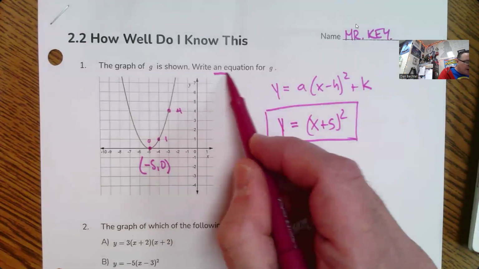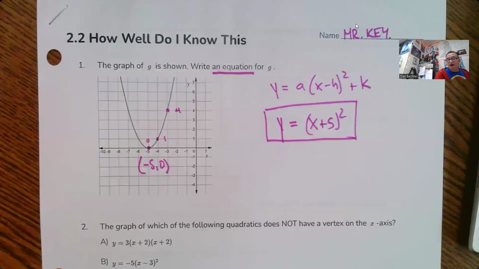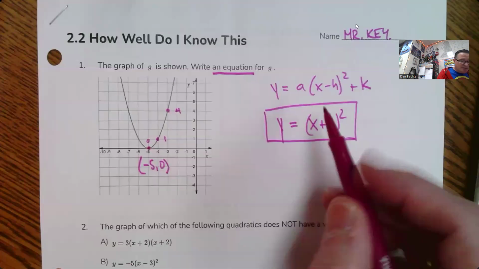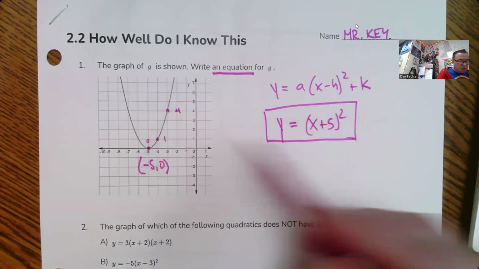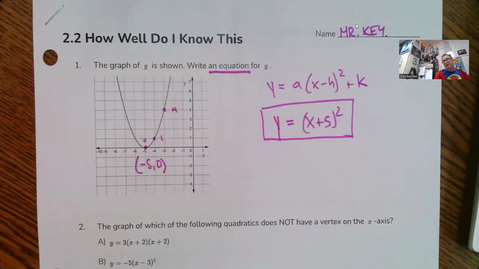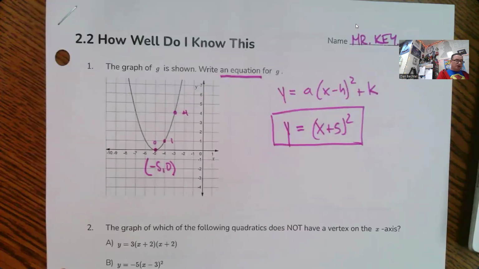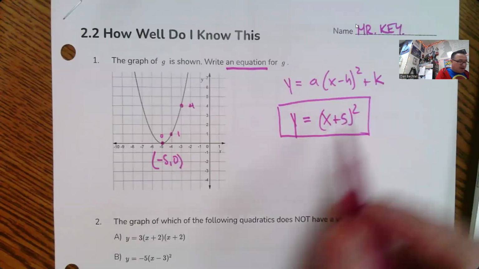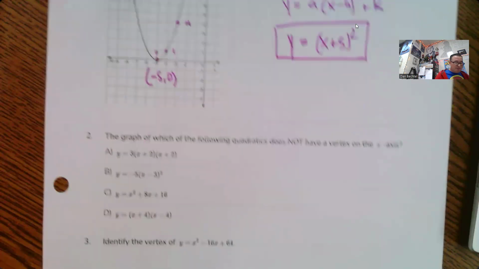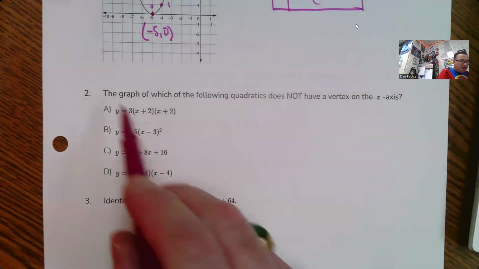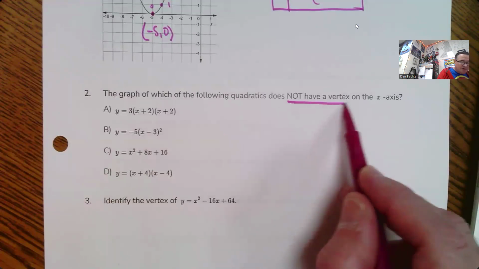Now it also said write an equation for G. So in a case of something like this, I could have put the a here and just said a times (x plus 5) squared, but because these points work, I'm fine with everything that I have there. That is the value that we have, (x plus 5) squared, which we remember when we have something that's a perfect square, it means that that point is going to be on the x-axis, which is perfect here because we're talking about the following does not have a vertex on the x-axis.